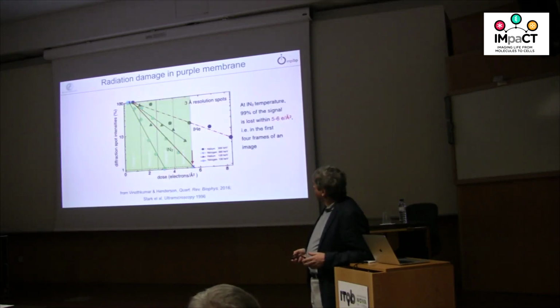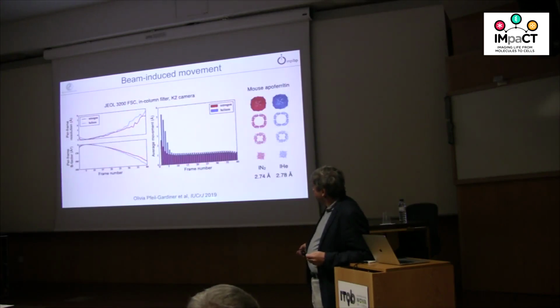And this is a paper that's just come out a couple of weeks ago. It's a master's student, Olivia Pyle-Gardner, and she's looked at another test sample, which is apoferritin. Apoferritin is now used by most labs, and she traced the movement at these two temperatures, liquid nitrogen temperature and liquid helium temperature. And to our amazement, it's a lot worse with liquid helium, for reasons which we can discuss, but we don't fully understand. But it's still quite bad with liquid nitrogen.